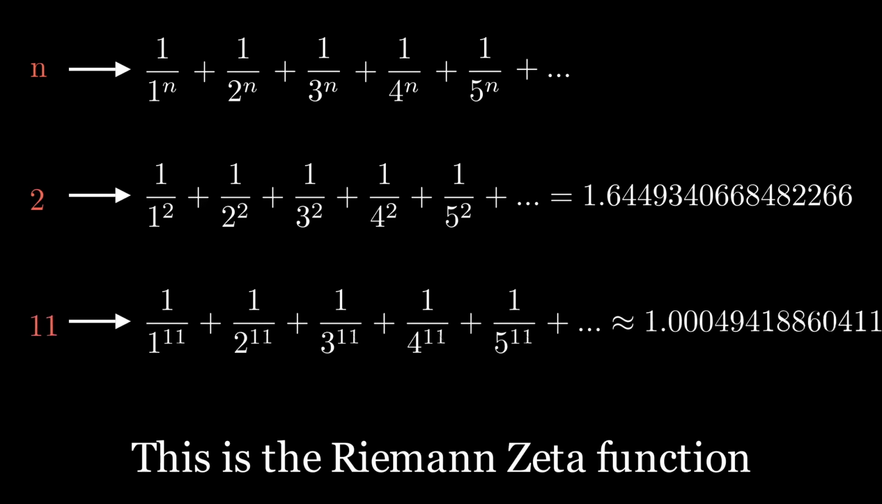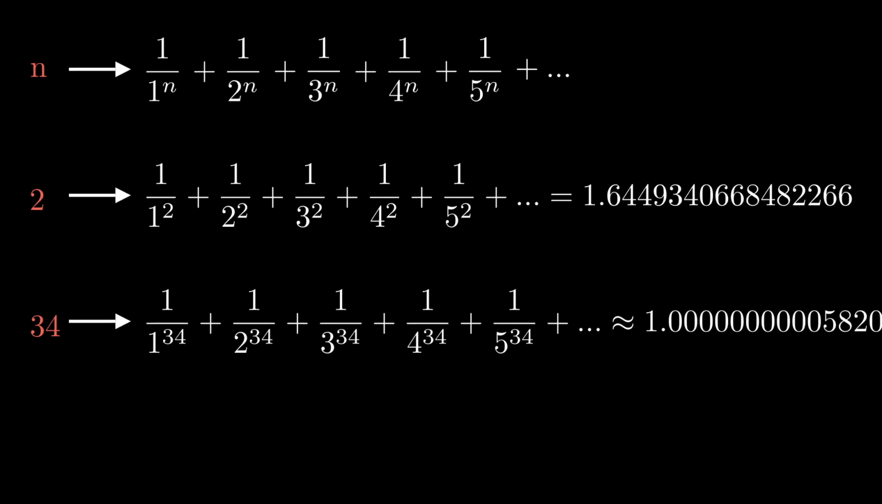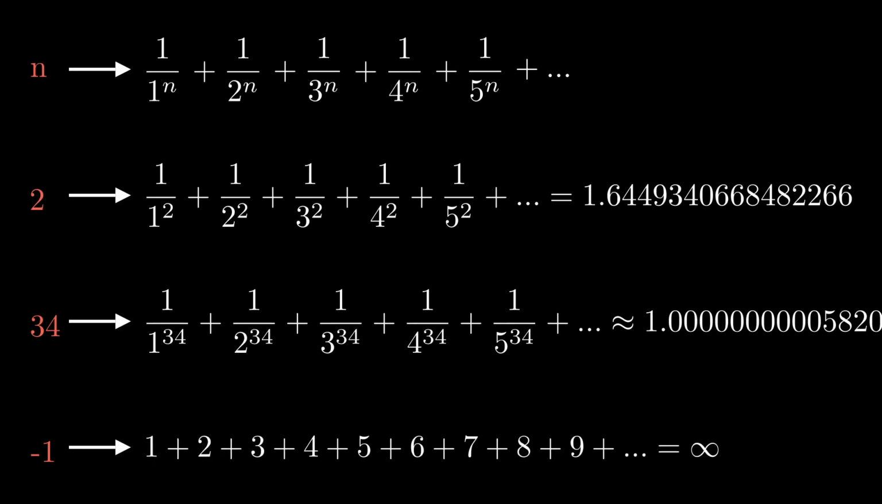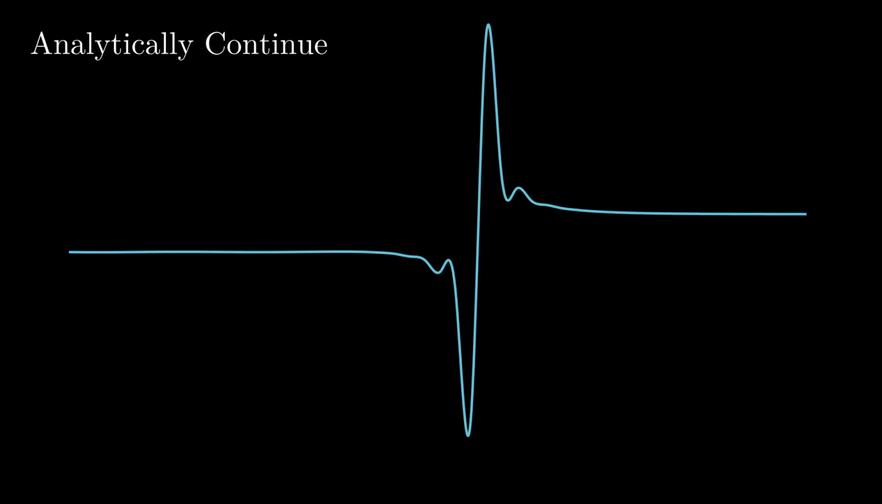But there are two problems with this function. First, as we make this input higher and higher, the output gets really close to 1 but never reaches it. Also, if we plug in a number like -1, we get a sum that just doesn't make sense, 1 plus 2 plus 3, and that just goes to infinity. To get around this, we can analytically continue the function by reflecting it across a line of symmetry. Doing so gives us this very nice graph on the complex plane. The Riemann hypothesis is to find when the values output 0.